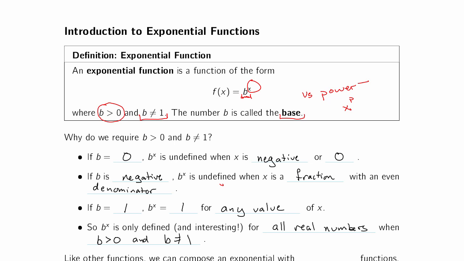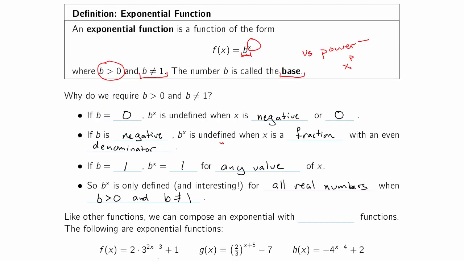Now, that's the basic exponential function. Just like we could with the other kinds of functions that we met, we can compose that function with linear functions. So we can actually have some linear function of x in the exponent, and then we can multiply by a number, and we can add. Base can be a fraction, no rule against that, right? That's between 0 and 1.